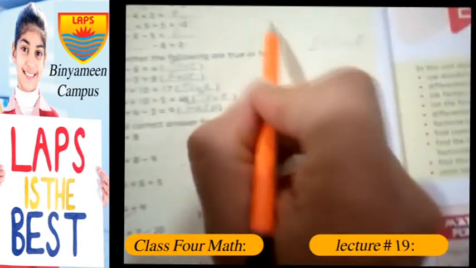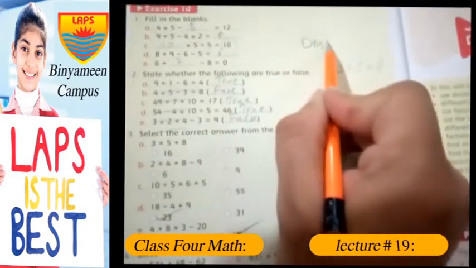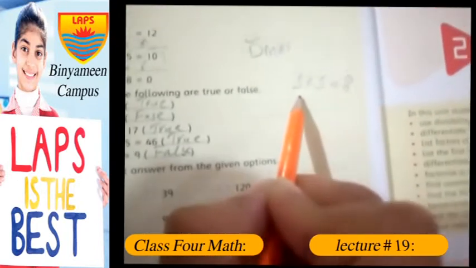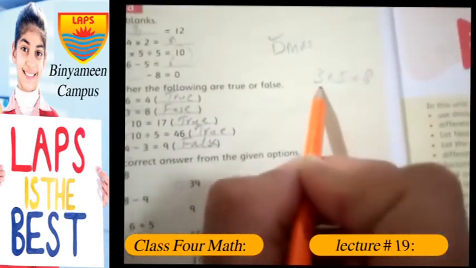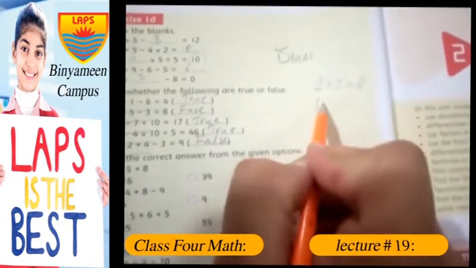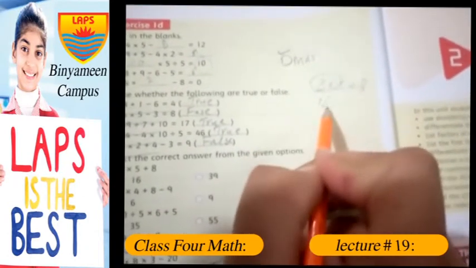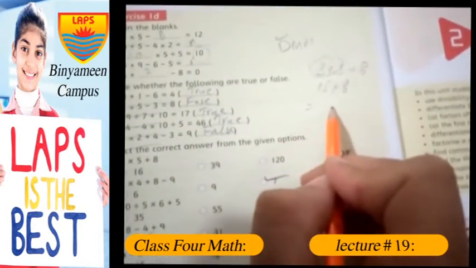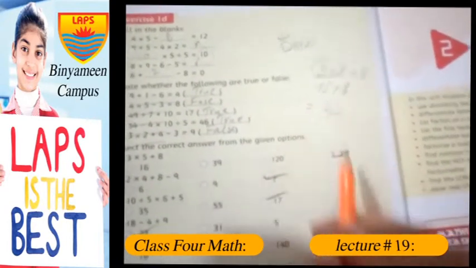Now according to the rules of DMAS, we have to perform division first, but we don't really have division here, so we can perform multiplication. For that, 3 multiplies 5 makes 15 plus 8. Now 15 plus 8 makes 23, so the option here is 23.